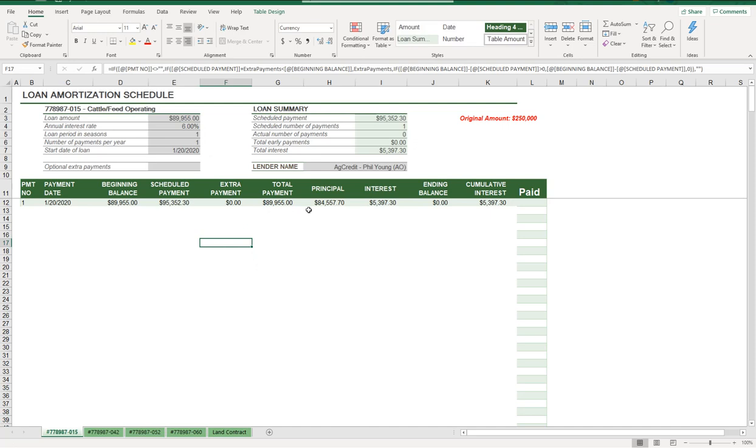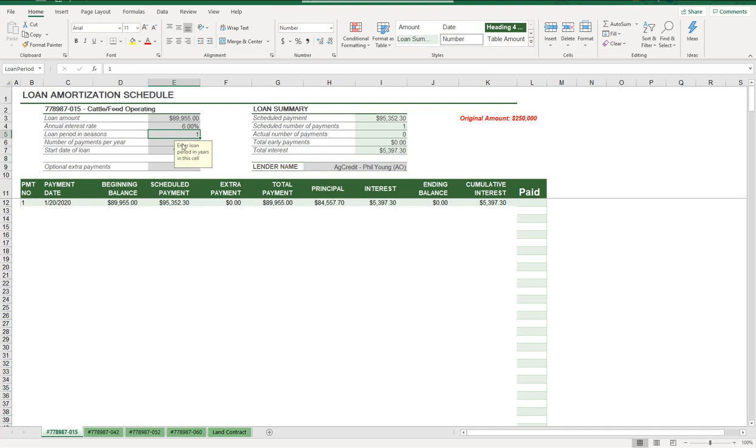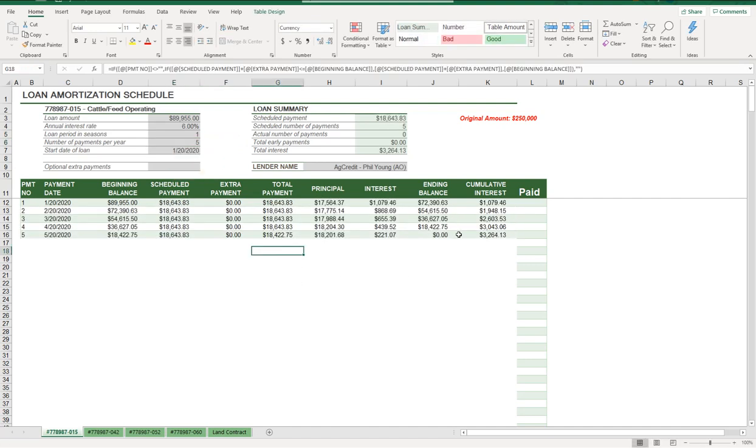And these are in real life designed to be paid down annually, so once a year. So that's why there's only one payment scheduled in there. This is a one-time payment, and I only go per season. If I wanted to, I could just keep that the same, which is loan period and seasons, and I could say I'm going to make 5 payments this year, and then it'll break it down for me, and it'll keep track of how much interest I'm paying on each payment cumulatively, and what my total interest ends up being at the end of the loan.